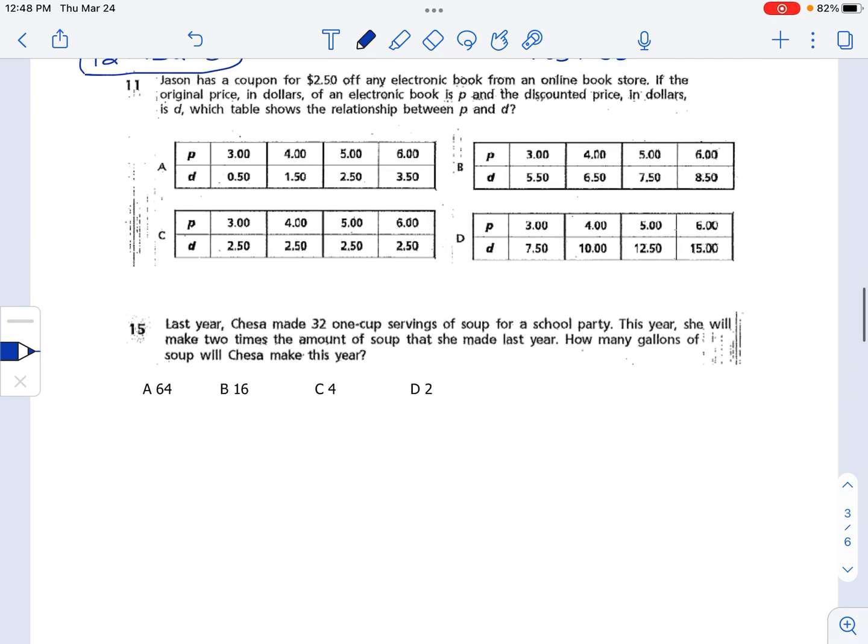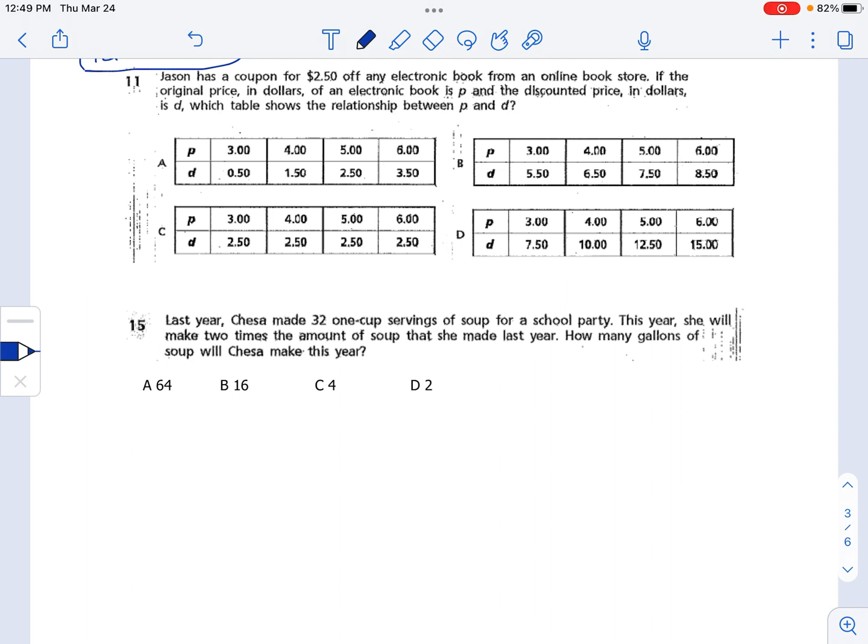All right, let's look at our next question. Jason has a coupon for $2.50 off any electronic book from an online bookstore. If the original price in dollars of an electronic book is P and the discounted price in dollars is D, which table shows the relationship between P and D? All right, so P is our book price, and D is our discounted price.